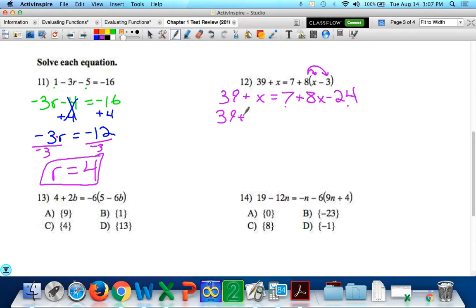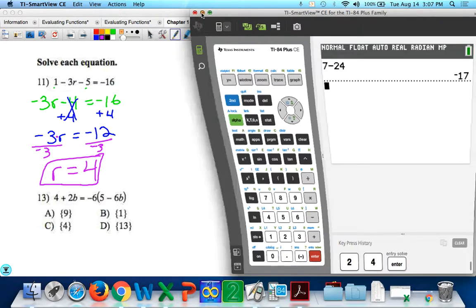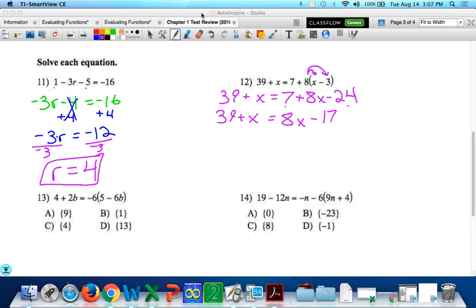Left side, we're going to leave the same for now. This 8x stays the same. Positive 7 and -24 combine to be a -17. I'm going to just double check that real quick. Remind you how to use the calculator. Go to your home screen. Positive 7 minus 24 is a -17. Spot on.